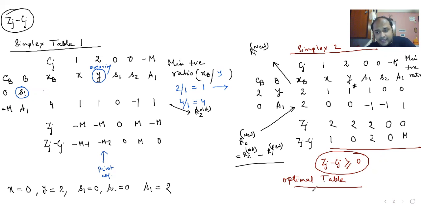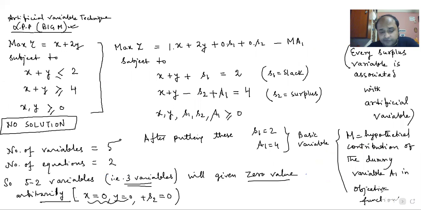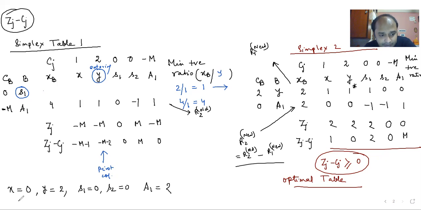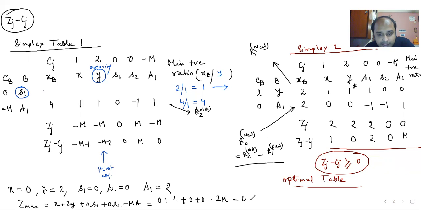So you see that if I am going to substitute these values in the objective function, what will I get? Your Z max will become 0 plus, what was the max Z? x plus 2y plus 0 into S1 plus 0 into S2 minus M into A1. So we are actually getting 0 plus 4, 2 into 2, that is 4, plus 0 minus 2M. So we are actually getting 4 minus 2M. But this M is hypothetical. We do not know its value. We do not know what M is.